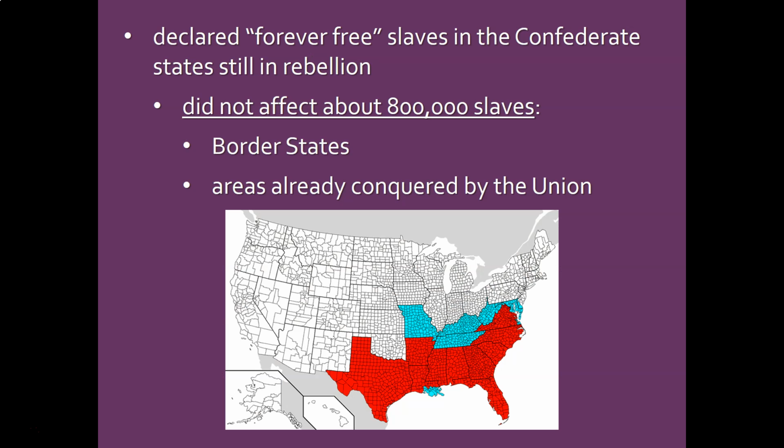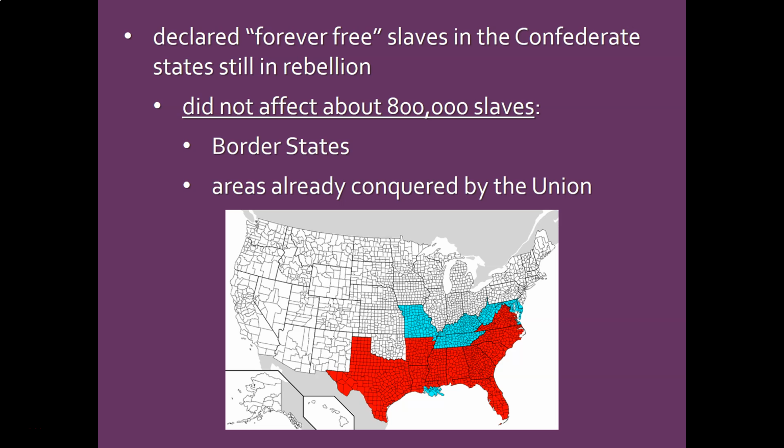By the way, let me back up, this is not a law passed by Congress. This is what we call an executive order. And what this does is it declares, and these are the words, forever free slaves in the Confederate States that are still under rebellion. So there are some exceptions here for slaves being freed.